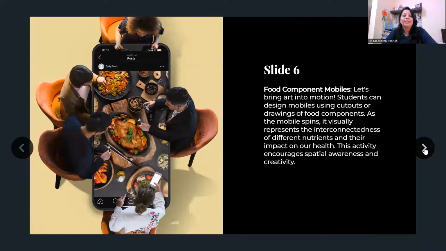If I talk about the next activity, food component mobiles. Food component mobiles, they can create some mobiles that you can just hang in your classes at various places, right? Where the different components are there. When they move, like it's a kind of wind chime, right? When they move, they reflect the different components of the food. So this activity encourages spatial awareness and creativity, right? So let them go ahead and prepare their own mobiles.